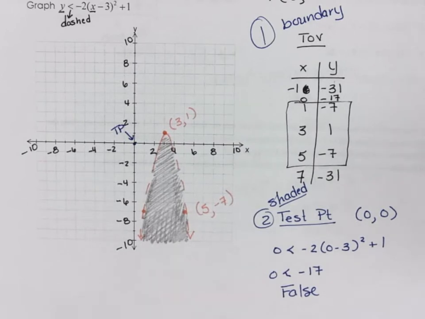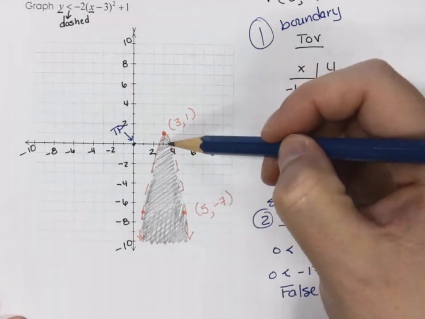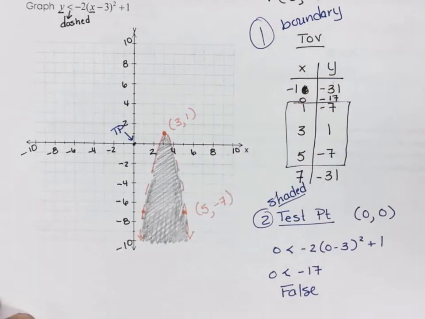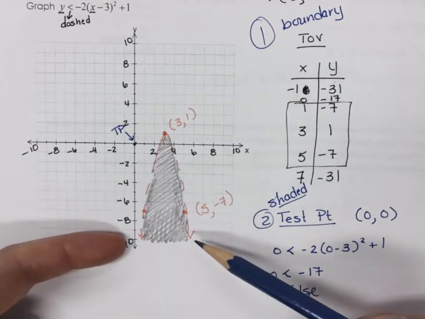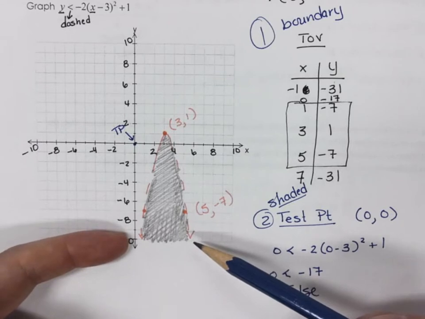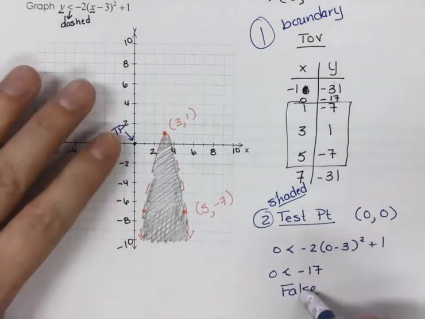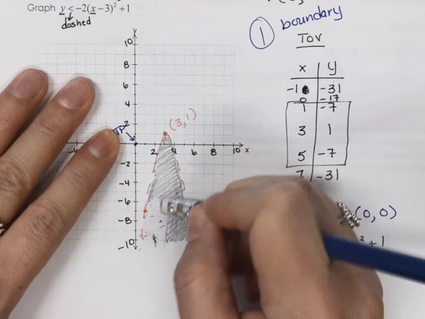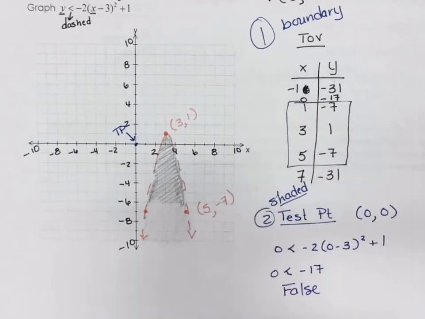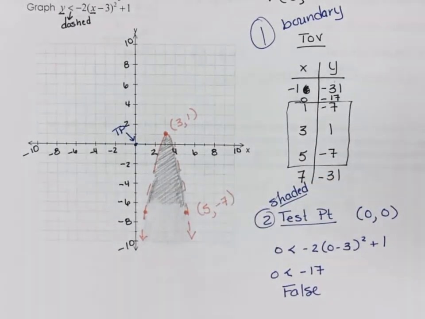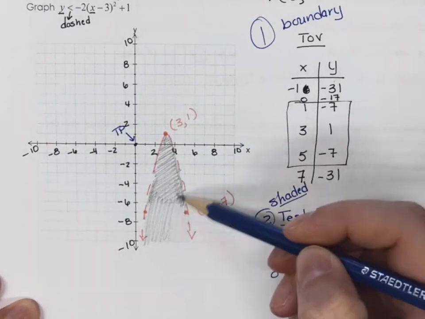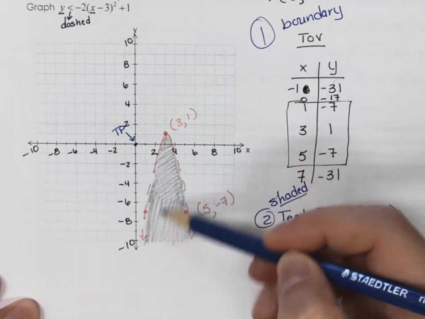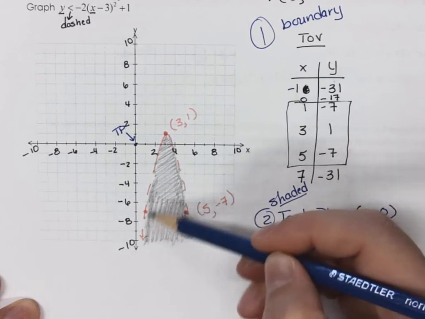Again, make sure it's not sloppy, make sure your shading is obvious, and make sure it fills the parabola. If your arrows go down to here, your shading should go down to here. I don't want to see that, right? If your boundary, you need to fill your boundary. I'm not asking you to go on forever and ever, but I am asking you to make sure your boundary is filled.